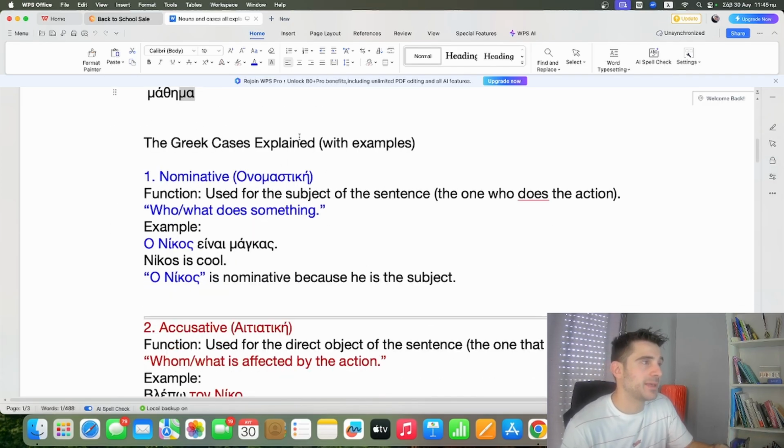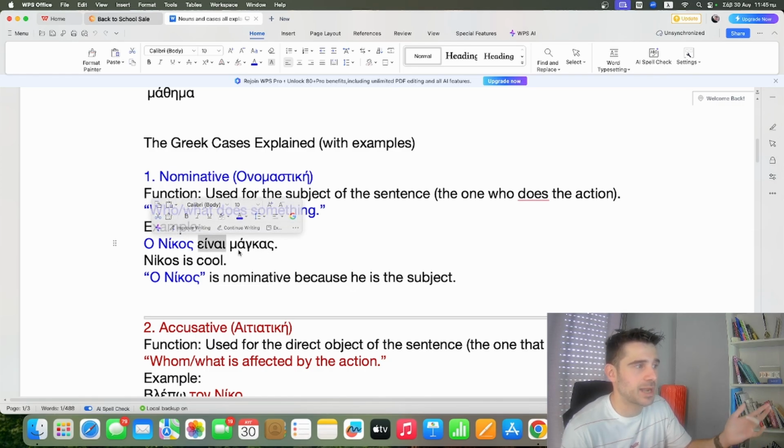Now, the Greek cases. First of all, we start with ονομαστική, as we say in Greece, which is nominative. So, nominative is used for the subject of the sentence, the one who does the action. One example. Ο Νίκος είναι μάγκας. Nikos is cool. Nikos will be nominative because it's the subject. Okay, so είναι is the verb. Who is cool? Who is magas? Ο Nikos. Nick is magas.